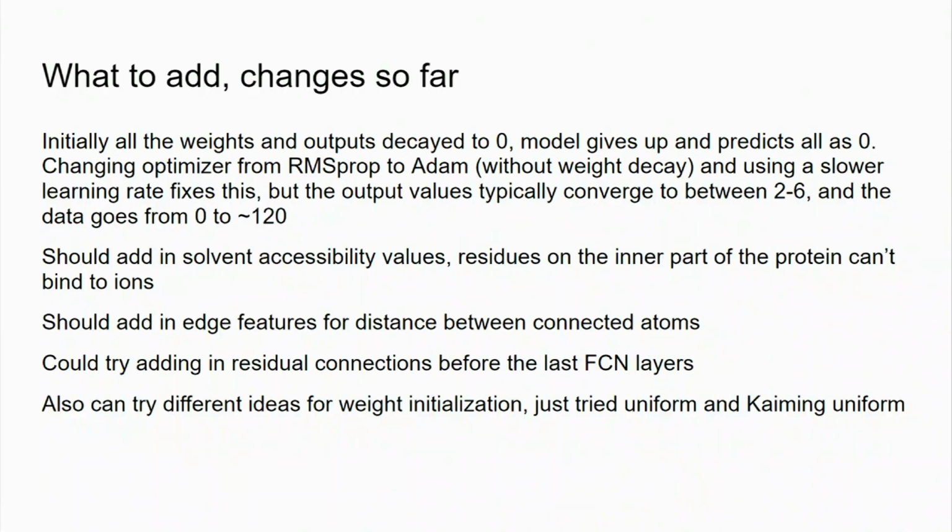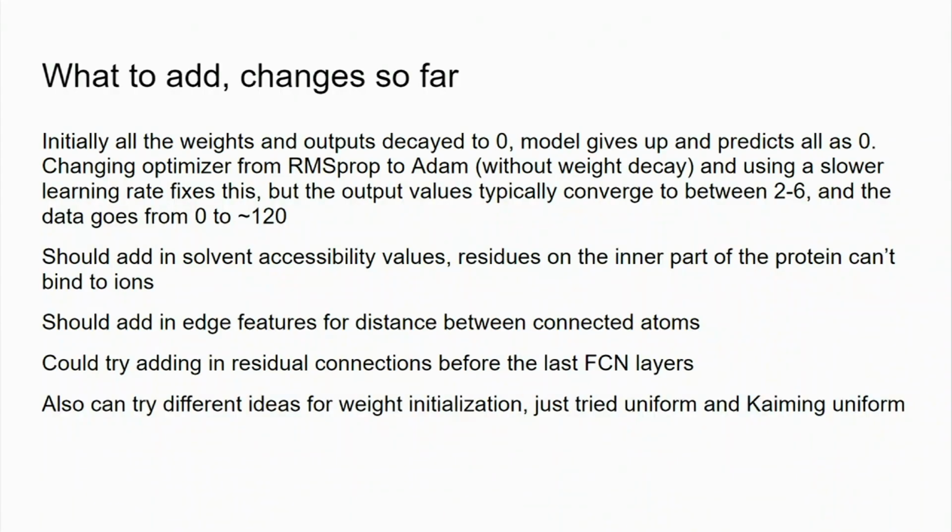So far, with very few parameters and fewer layers, it wasn't working, and then adding more improves it, but eventually a lot of the outputs and the weights would decay to 0. Changing the optimizer to one without weight decay and using a slower learning rate fixes that, but it's still not really in the range that we want, because it's outputting around 2 to 6 for all of them, and the real values actually go from 0 to maybe 120 or more.